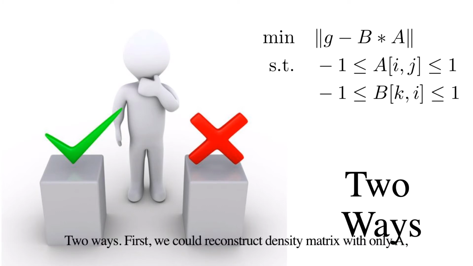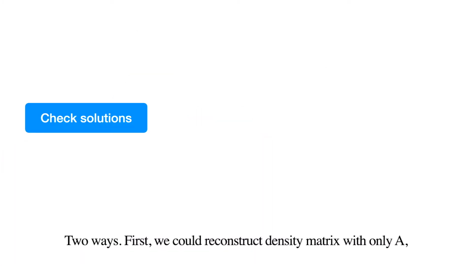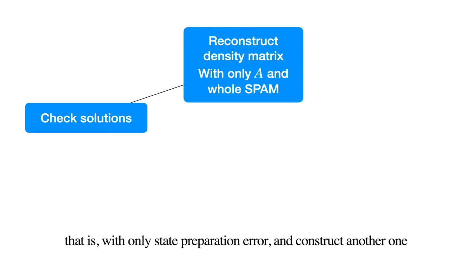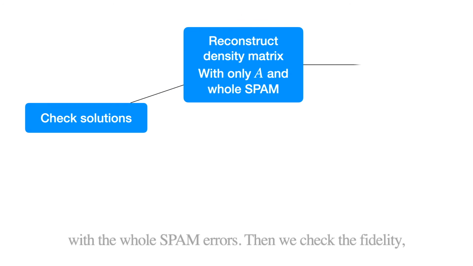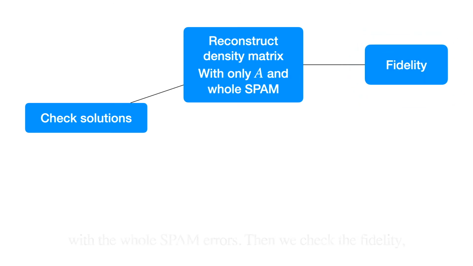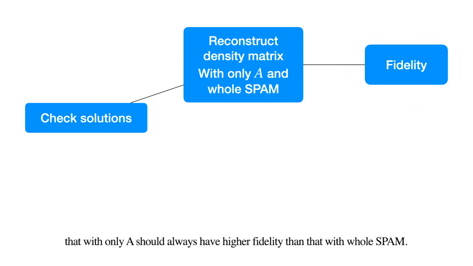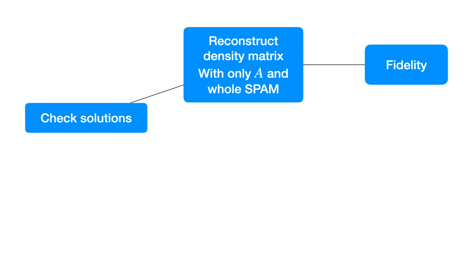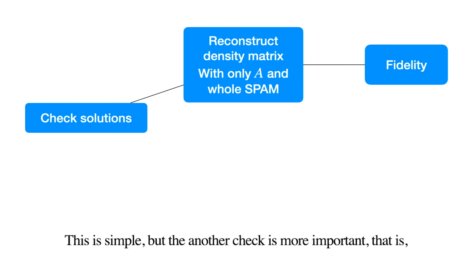Two ways. First, we could reconstruct a density matrix with only A, that is, with only state preparation errors, and construct another one with the whole span of errors. Then we check the fidelity. The one with only A should always have higher fidelity than that with the whole span. This is simple, but another check is more important.